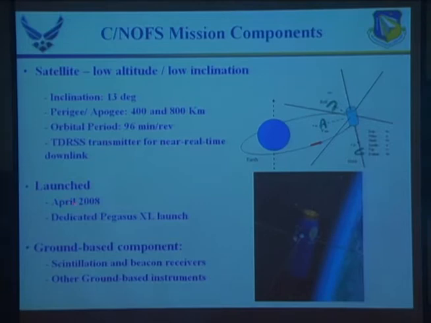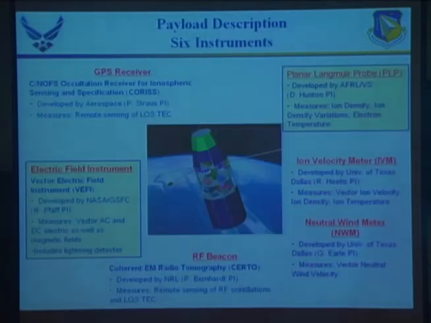We were launched in April 2008 from a Pegasus, and in addition, within the mission, we have a ground-based component of those scintillation beacon receivers and several other ground-based instruments. And those are the instruments that we have on board. So we have 6 instruments on them.